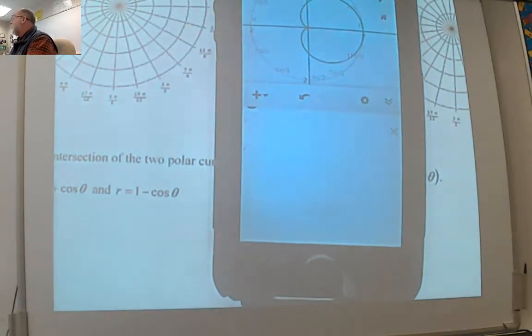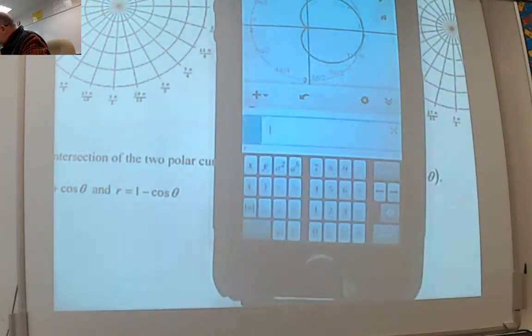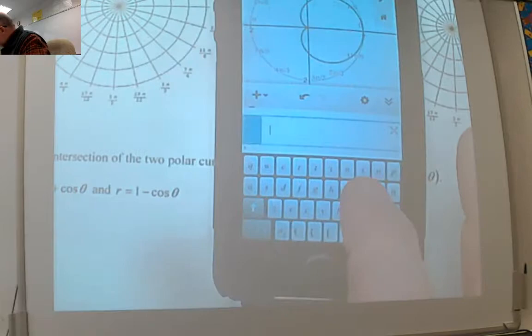And so on a test, you're going to have part that is calculator and part that is no calculator. Okay, so you have to be able to graph it with no calculator. When is this test? All right. What's the other equation? 1 minus cosine theta.